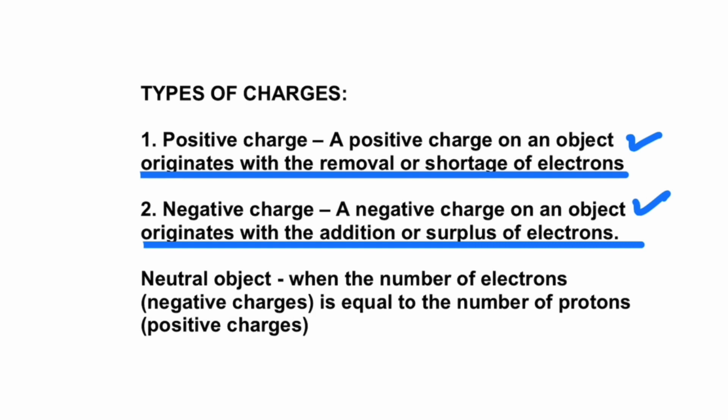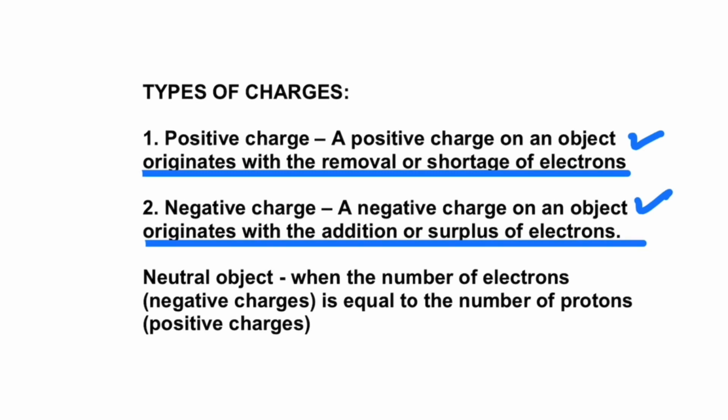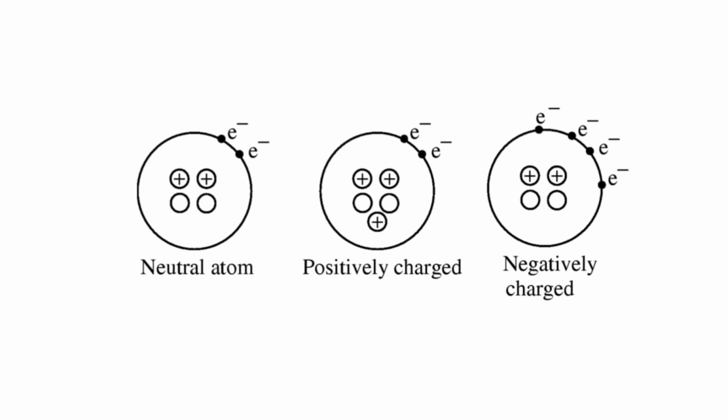What if we don't have any shortage of electrons and at the same time we don't have a surplus of electrons? That is where a neutral object comes in. When the number of electrons is equal to the number of protons, we have a neutral object. It is neither positively charged nor negatively charged. You've talked about this in grade 8. In grade 8, we talk about protons and electrons. Same is true in grade 9. We do talk about protons and electrons.